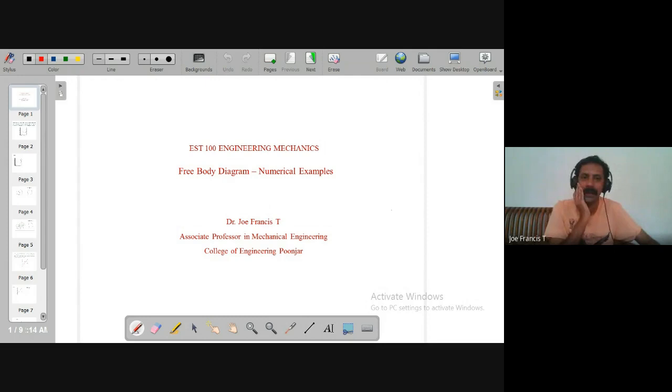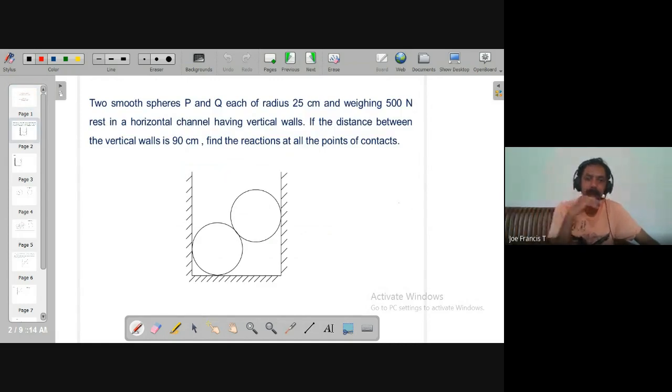Good morning. Today we'll discuss two numerical examples involving free body diagrams. The first problem is: there are two smooth spheres P and Q, each of radius 25 centimeters and weighing 500 Newton, resting in a horizontal channel having vertical walls. If the distance between the vertical walls is 90 centimeters, find the reactions at all points of contact. So this is the question.